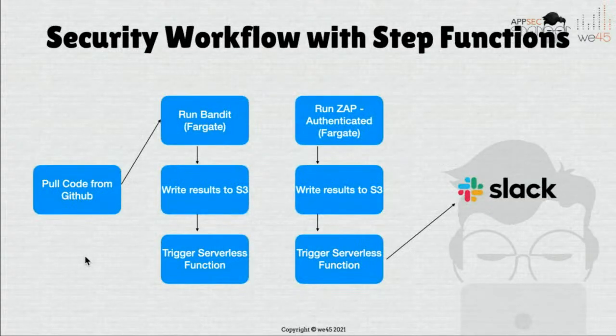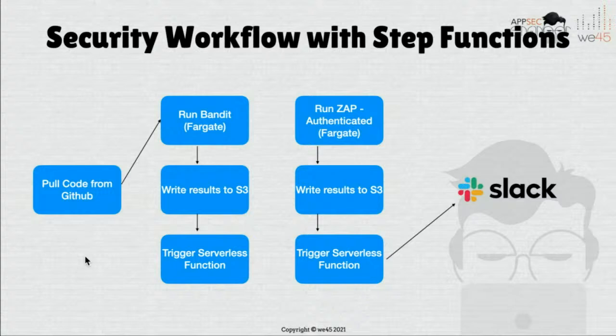So here we have a security workflow with Step Functions, which I am going to showcase. As soon as a developer pushes something to the Git repository, you can leverage Fargate to run a Bandit scan, which is a Python SAST scan. As soon as the scan is complete, it pushes the result to an S3 bucket, and it triggers a Lambda function to parse all of these results and store them in a database somewhere.